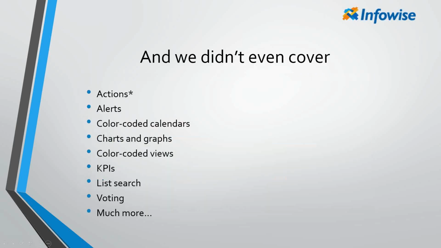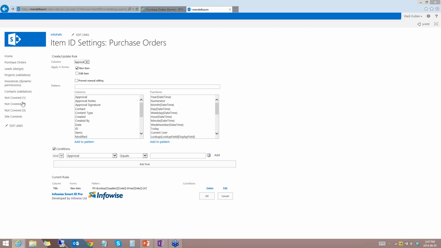Okay. So we covered a lot. It took us almost 45 minutes now to cover all these features, but we did not talk about everything that Ultimate Forms can do. Actions we only just touched. There's a lot more. Again, I told you that we had a special webinar just about the actions. Alerts that replace the built-in alert mechanism as well. Color-coded calendars, charts and graphs, color-coded views, KPIs, and so much more. So let's just show you some of the things really, really quick.